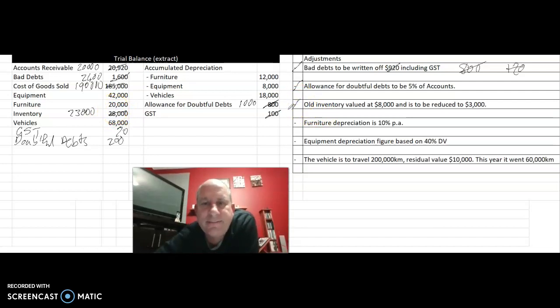Racing through, well done. Furniture depreciation is 10% per annum. So out of the three methods, what is it called if it's 10% per annum? What type of depreciation? Hopefully you've said straight line depreciation. Right, so 10%. So we'll write the depreciation in first. So we're going to write over here furniture depreciation.